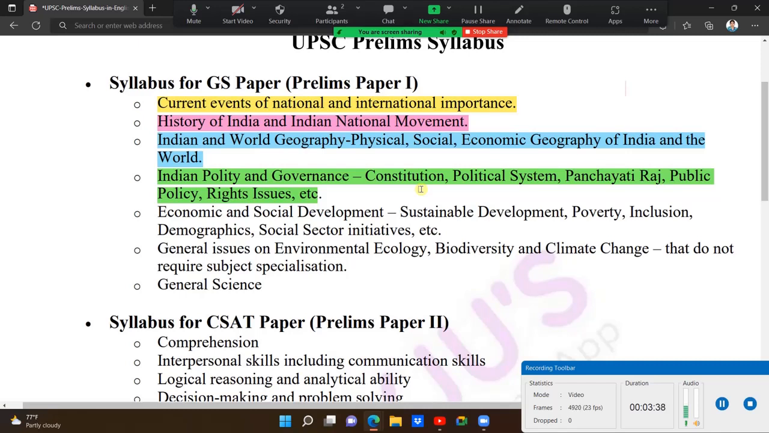Next, Panchayati Raj. This is nothing but the local governments like the Panchayat and the municipality. Public policies, what are the different policies available, and rights issues. These are nothing but the fundamental rights and the new issues. Let's suppose if an incident takes place like Nirbhaya, then we will start a new one like that. Now, let's look at the next one.